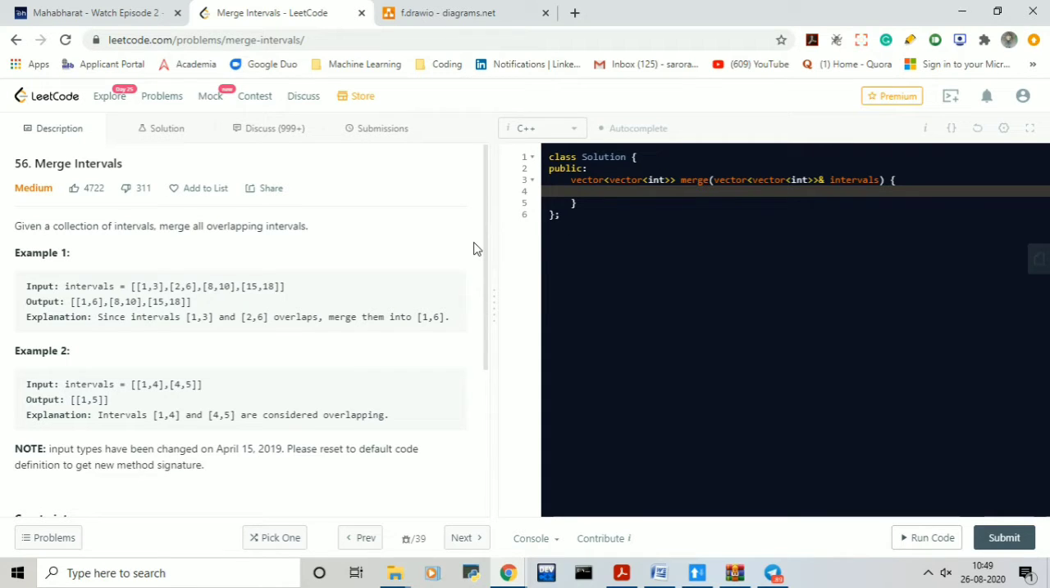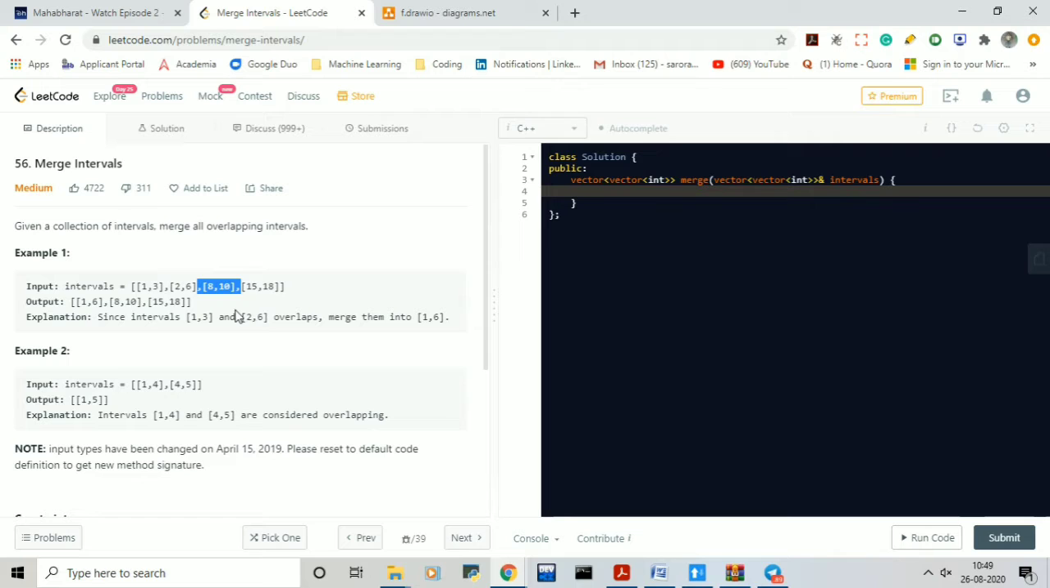You'll be given some intervals like this. By interval, I mean it is going to have some starting point as well as some ending point, and you need to combine them into one. What does combine them into one mean? Suppose you see this 2 comma 6: this 2 falls within the first interval, because 2 is between 1 comma 3. If there is this kind of overlapping, then you need to combine them into one. So you can clearly see that 1 comma 3 and 2 comma 6 would eventually be combined into 1 comma 6. And if you see 8 comma 10 and 15 comma 18, there is no overlap.